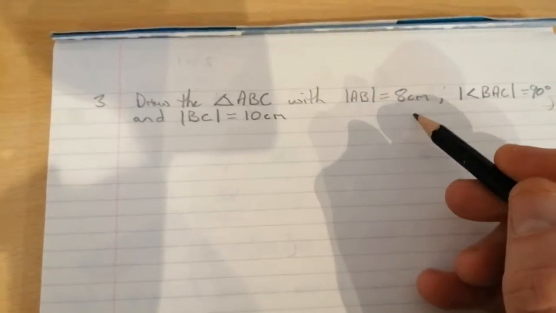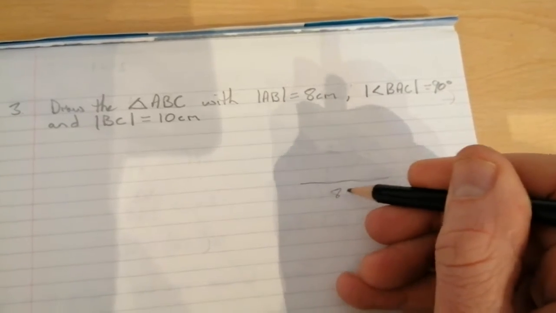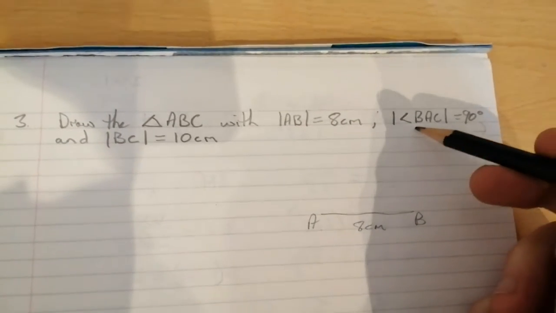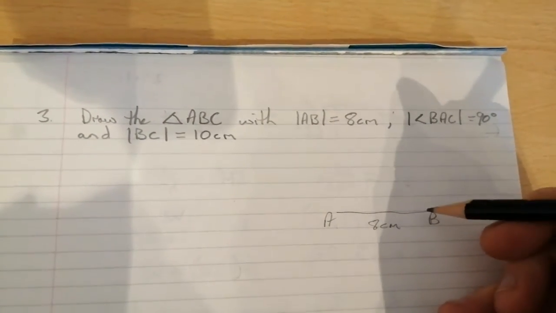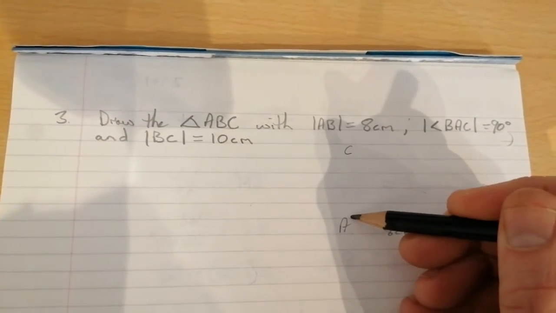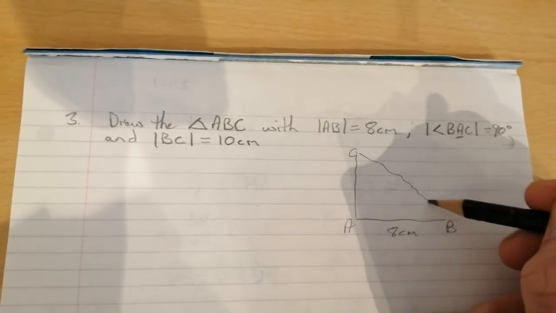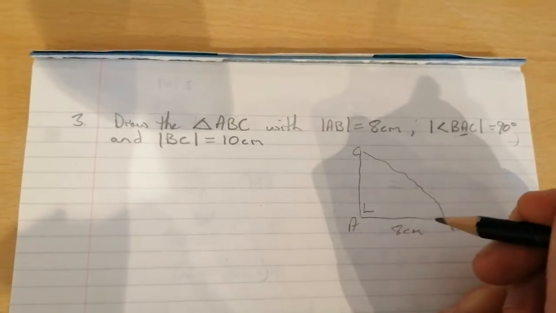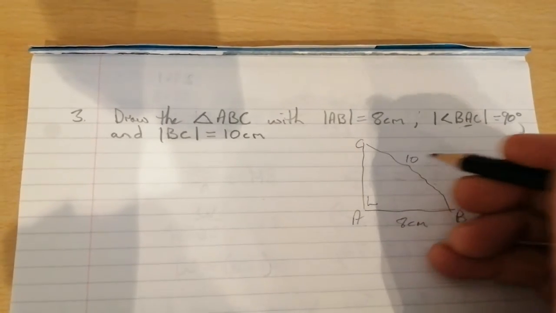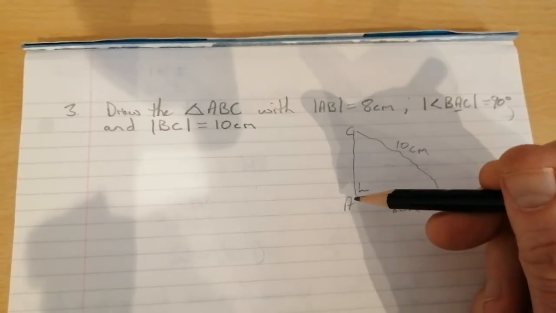So if I was to take AB as my base, 8 centimeters, and this is AB. The angle BAC is 90 degrees. So the 90-degree angle is here at A, isn't it? Because that was the middle one. That's where the 90 degree is. So my triangle would look like this with a 90-degree angle here. And then BC is 10 centimeters. BC is this side, 10 centimeters.